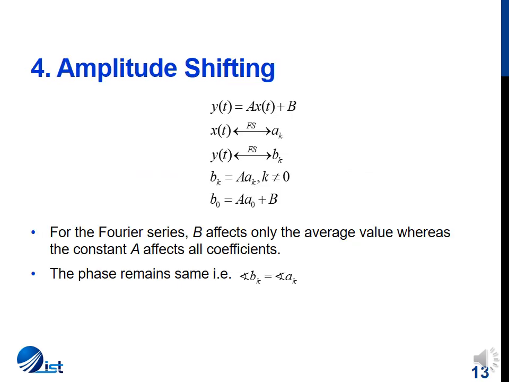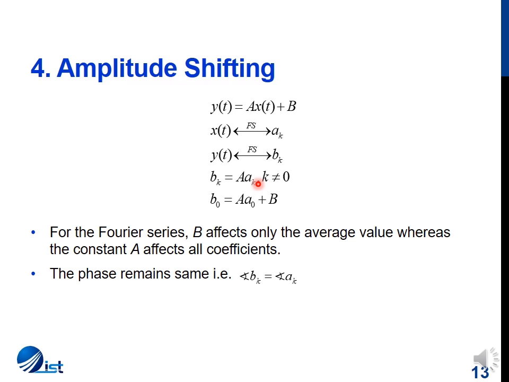Together all the shifting properties together, the amplitude shifting property says that for a signal x of t, if the signal x of t is being multiplied by a constant coefficient a and a factor b is added to the signal to form another signal y of t, then if we denote the Fourier series of y of t by b of k and Fourier series of x of t by a of k, then the coefficients are modified in such a way that the new coefficients b of k will be a multiplied by a of k.